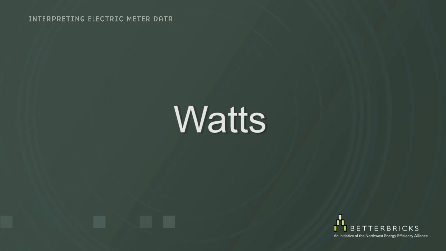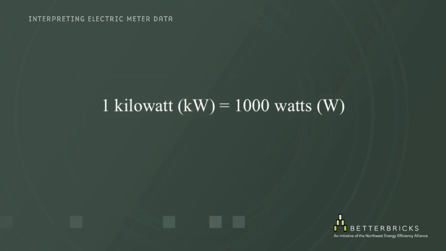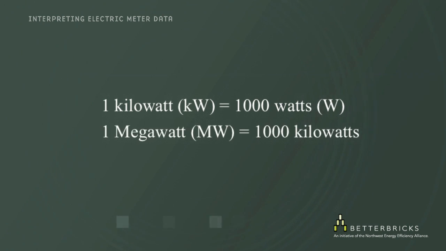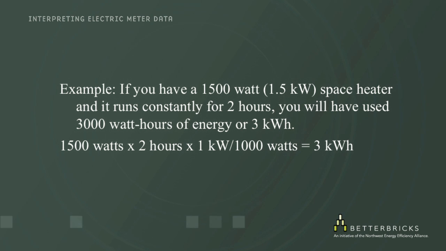When we talk about watts, we need to use some bigger terms. So a kilowatt is 1,000 watts. A megawatt is 1,000 kilowatts. So let's say, for example, you have a 1,500 watt heater, which is the same as a 1.5 kW or kilowatt space heater, and it runs constantly for 2 hours. You will have used 3,000 watt hours of energy, or 3 kilowatt hours.